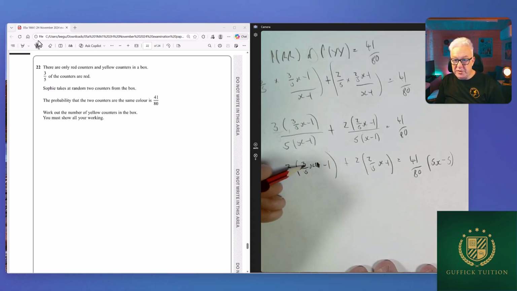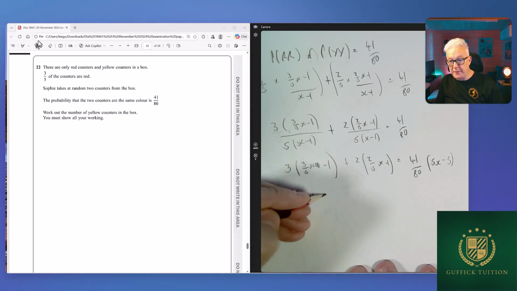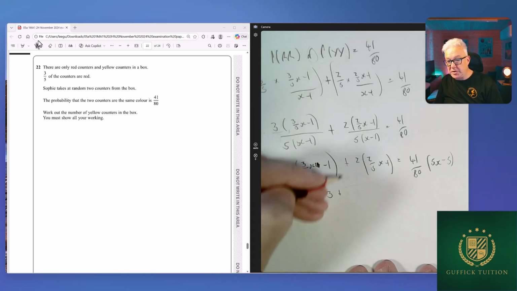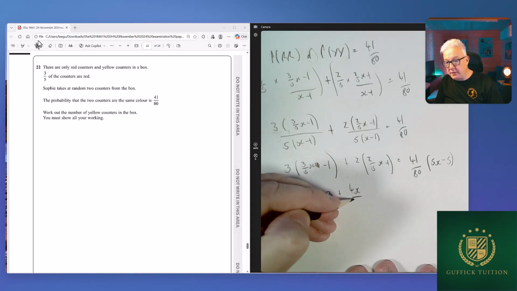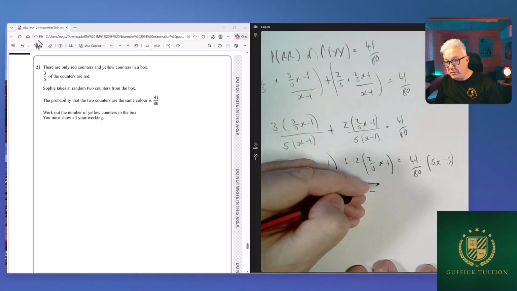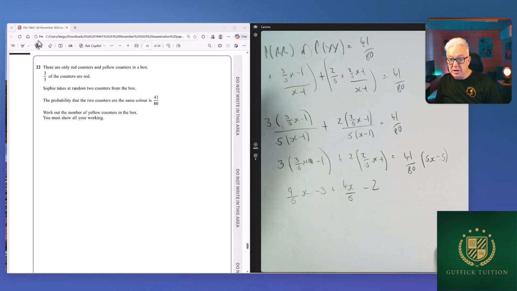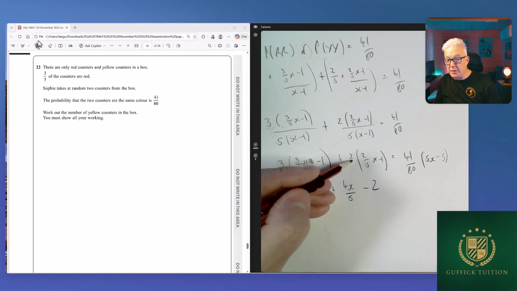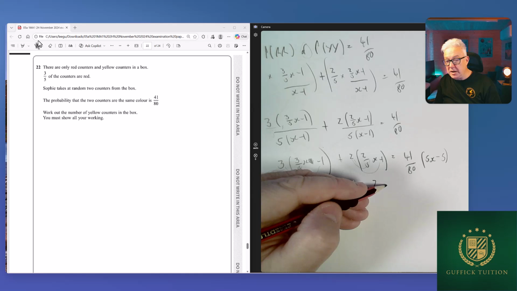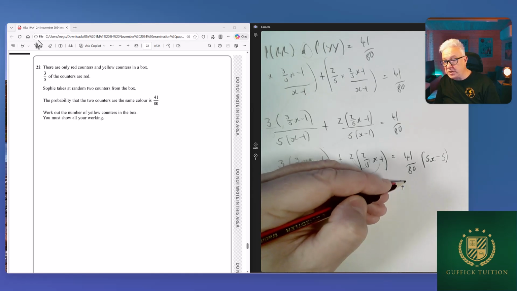So now let's expand these brackets. 3 times 3 is 9, so this is 9 over 5x. 3 times minus 1 is minus 3. 2 times 2 is 4x over 5. 2 times minus 1 is minus 2. So I've just done that one times that one, that one times that one, that one times that one, that one times that one. And that is all equal to 41.